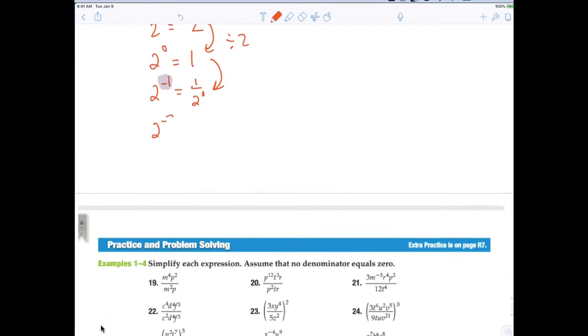If I said 2 to the negative 2, what would that be? 1/4. Because if I take half and I divide it by 2, I'm left with what? 1/4. Right? Well, that's the same. 1/4 is the same as 1/2 squared. So again, the pattern is the same. Is everybody with me? When you have a negative exponent, you just make it positive by moving it down in the denominator. All right? Is everybody good with that?